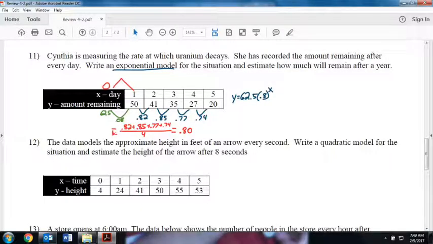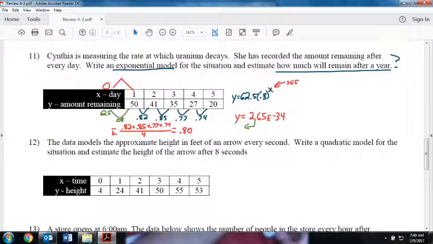The second question says, how much will remain after a year? All right, well, a year is 365 days, so I'm going to take 365 and plug it in for x. So after I do that, y equals 62.5 times 0.8 raised to the 365th power. That's going to be a really small number. Ooh, and my calculator spits out 2.65 e to the negative 34th, which basically means you need to move this decimal that direction 34 times. It's a very small number.